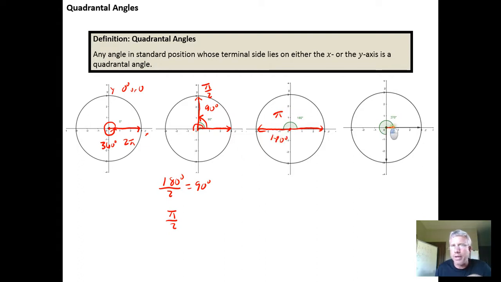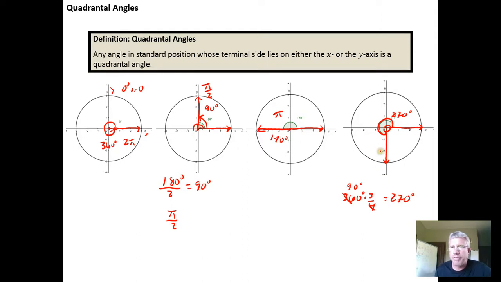Here I have the quadrantal angle that lands on the negative y-axis, and this is 270 degrees. We could think about how you could calculate this. A full rotation is 360 degrees, and I've only gone 3/4 of the way around a circle. So to get the angle, I could multiply by 3/4. 4 goes into 360 to give 90 degrees, times 3 is 270 degrees.